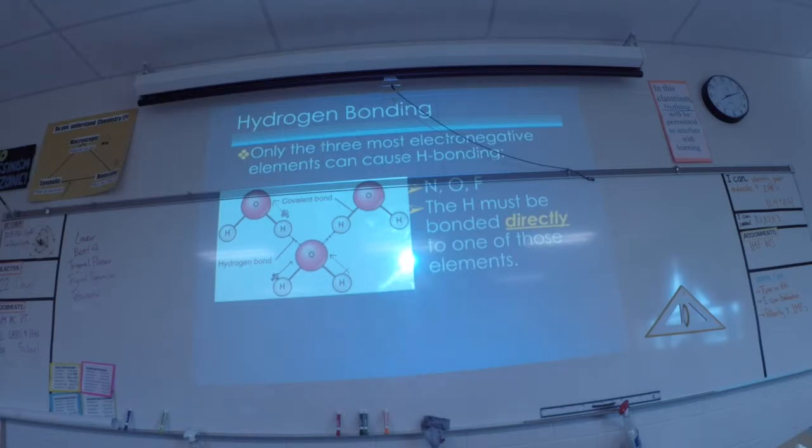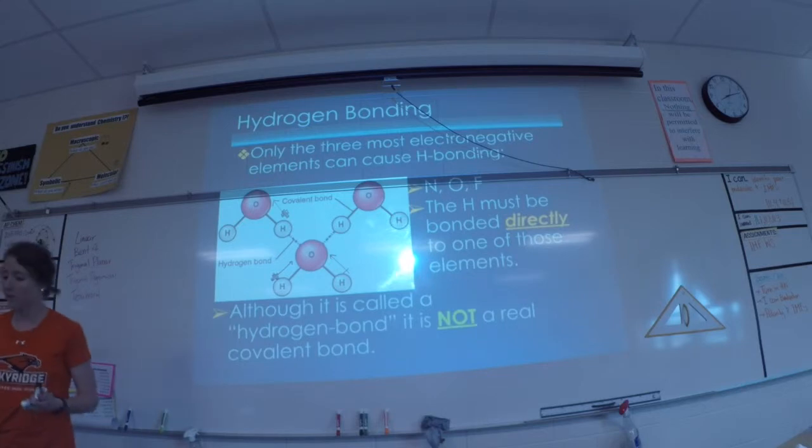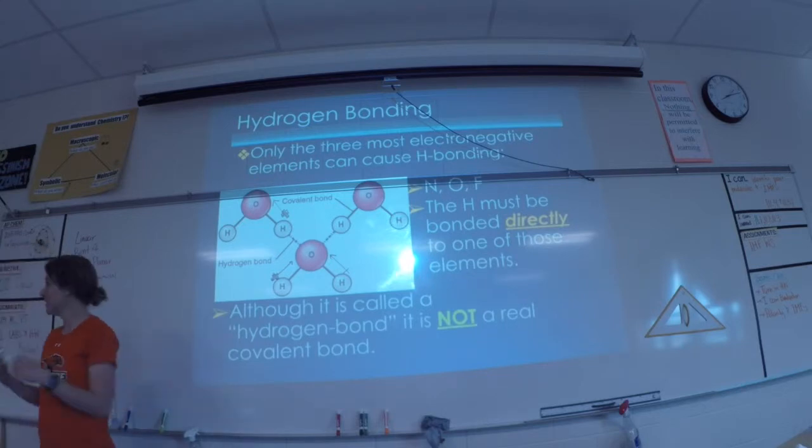Now, the one thing about this IMF that's a little tricky is the fact that we use the word bond in its name. Because it's actually not a real bond.